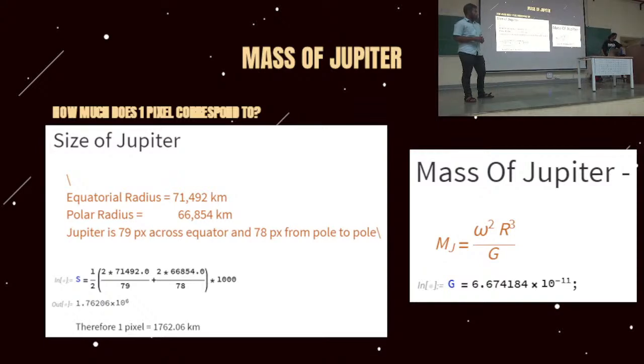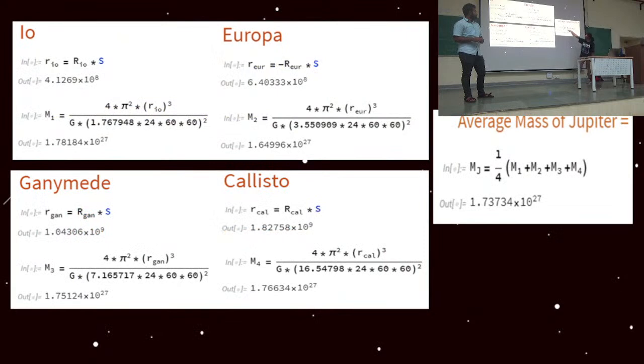We did this for all 4 moons. For all 4 moons we have different omega, and we calculated the mass using all 4 moons, and then we took the average, and it came up to around 1.7.